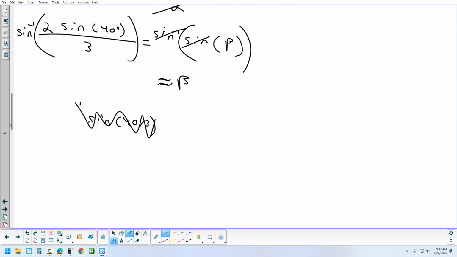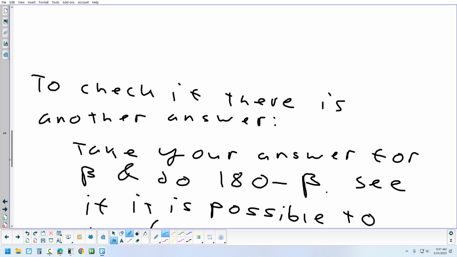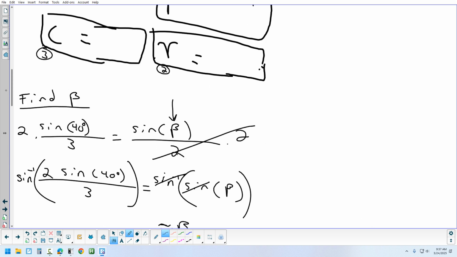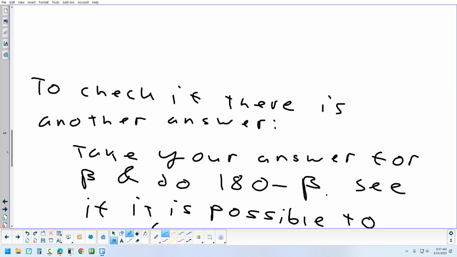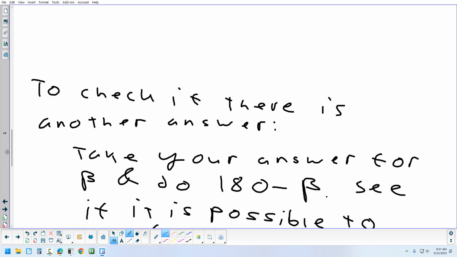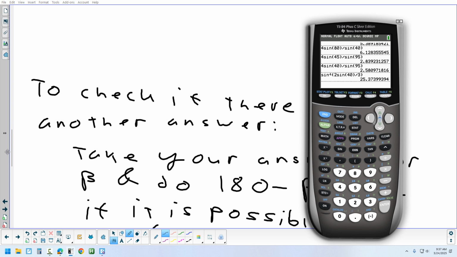All right, so now to check for the second answer. You're going to take the first answer that you just got. It could be alpha, it could be beta, it could be gamma. It depends on the problem. Okay, but for us, it was beta. But the point is, take whatever answer you just got and subtract it from 180. So let's do that. So 180.